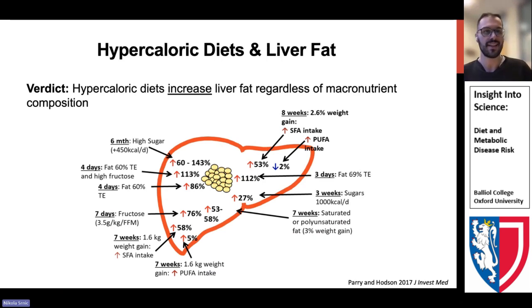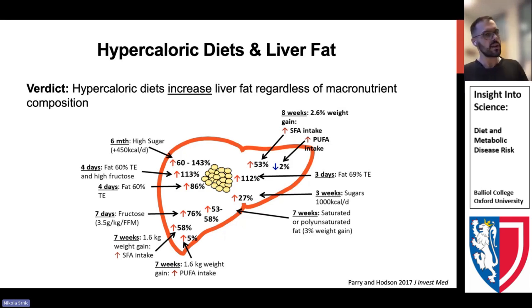What people have shown is that, again, under hypercaloric settings, when people are gaining body weight, liver fat will go up regardless of the macronutrients or what you are eating. But interestingly, the amount that it goes up varies quite a bit. In some studies, liver fat went up by only about 5%. In other studies, it went up by about 150%. That's a very, very big range. And of course, you can look at it and say, well, some of these studies were for 4 days, other ones went up to about 6 months. But even by those standards, you'd expect a little bit more of a consistent change.